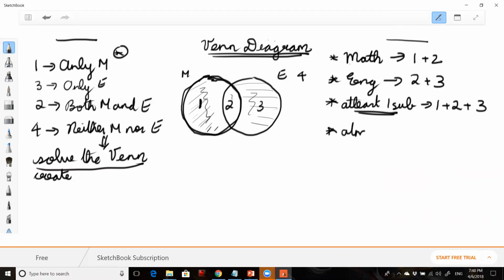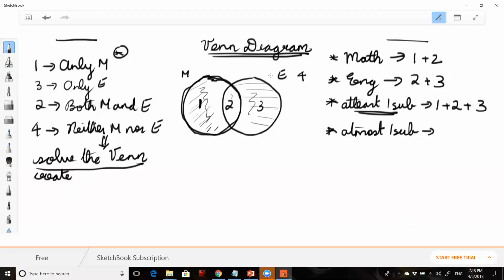Similarly, if I ask you what region or regions represent the students who have passed at most one subject, think about it, guys. What region or regions here are going to represent the students who have passed at most one subject? Understand the meaning of at most and then give me an answer, please. I want the meaning of at most one first, and then also give me the regions which represent this statement.